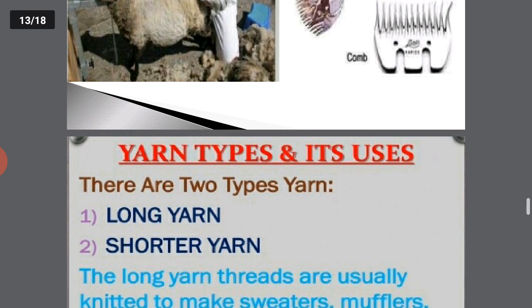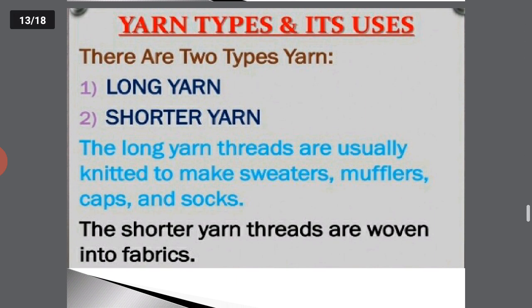Okay, let's move further. Yarn types and its uses. There are 2 types of yarn. One is long yarn, the other is shorter yarn. Long yarn threads are usually knitted to make sweaters, mufflers, caps and socks. The shorter yarn threads are woven into fabrics.